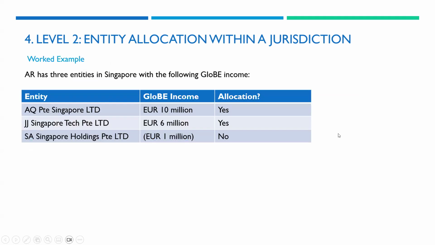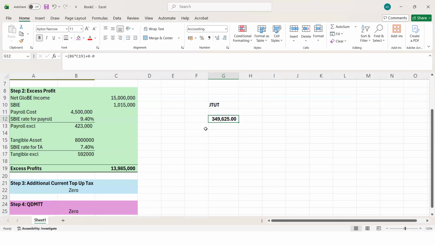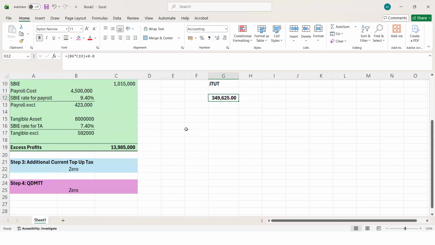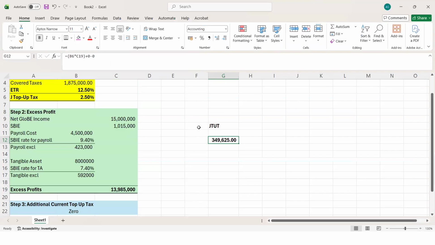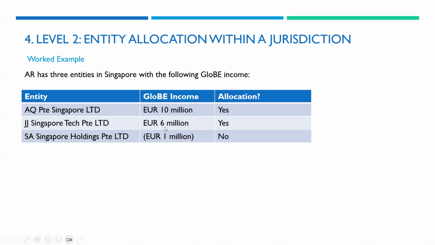So let's say that we calculated the jurisdictional top up taxes, right? How would I distribute it? I told you it is on the basis of the globe income. So AR has three entities in Singapore with the following globe income. We calculated the top up tax for Singapore, right? We told you that globe income is 15 million. How did I get total globe income as 15 million? 10 plus 6 minus 1.